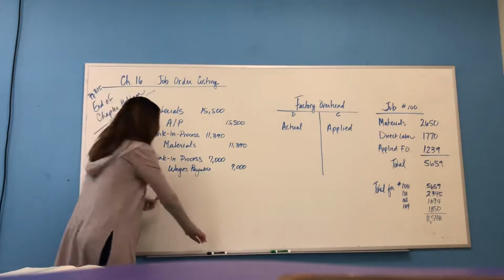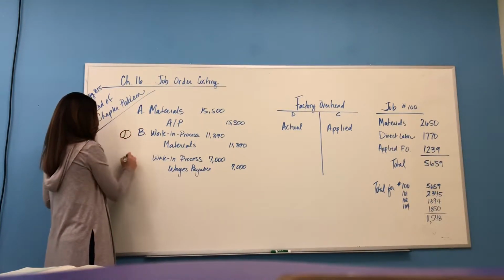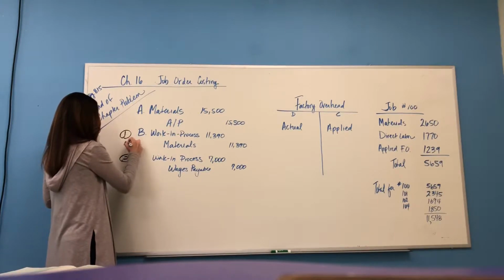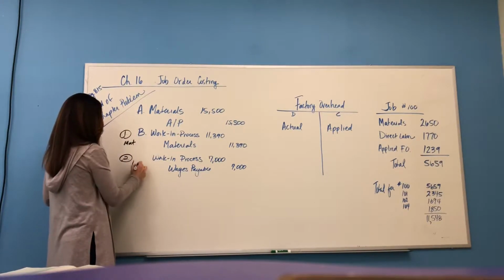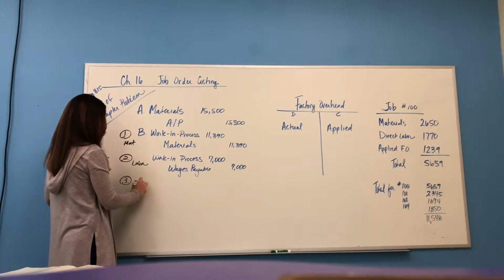All right, so now we have 2 of our product costs, right? We have our materials and we have our labor. So we've got our materials here, this first one, and we have our labor here, the second one. And then for our third product cost, we're going to use that factory overhead.